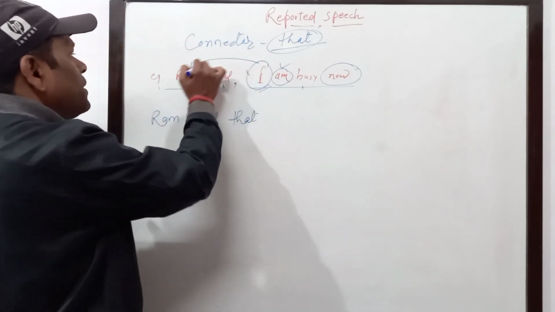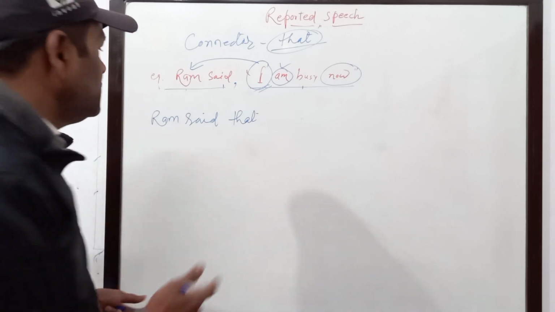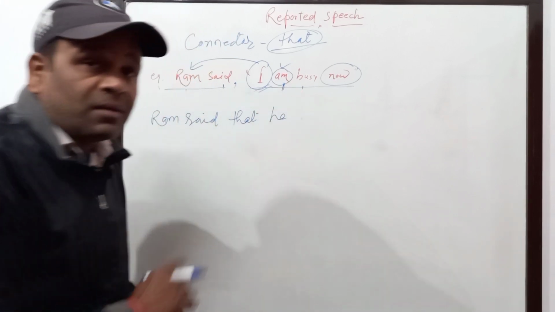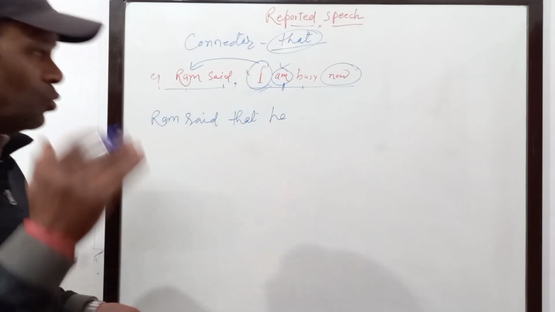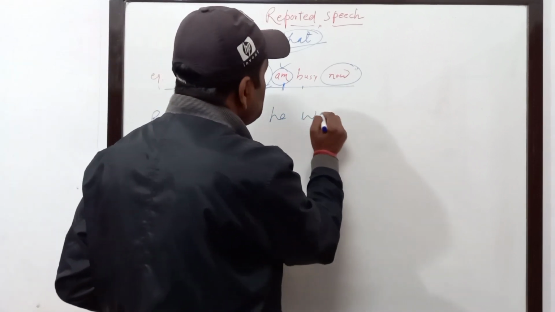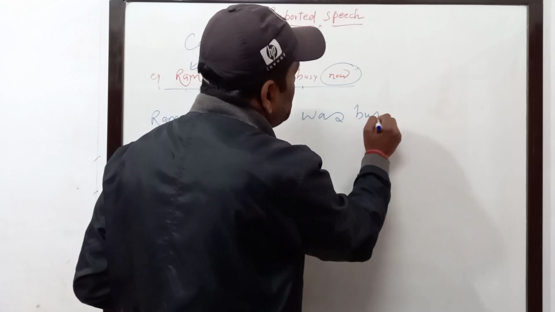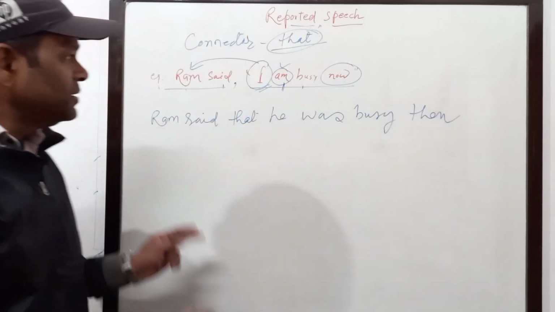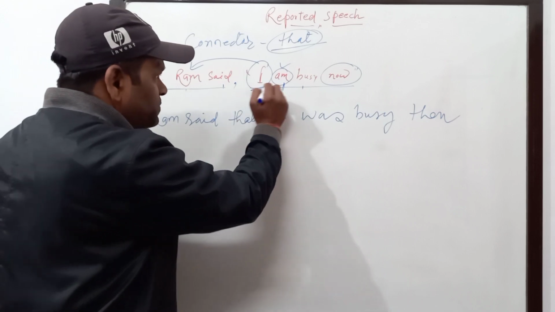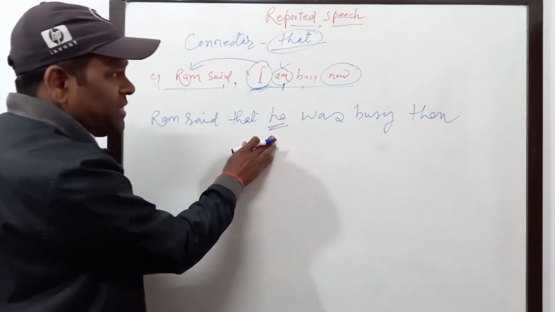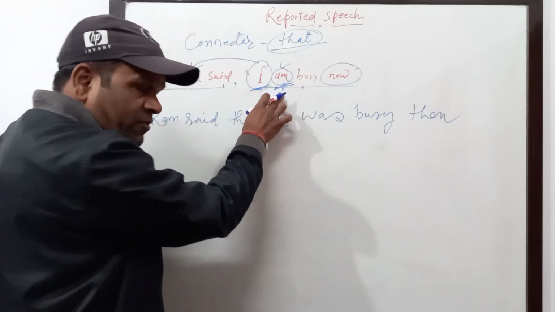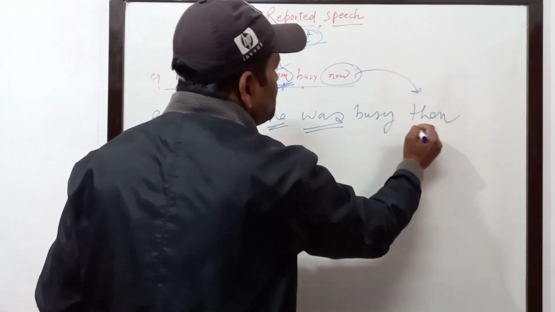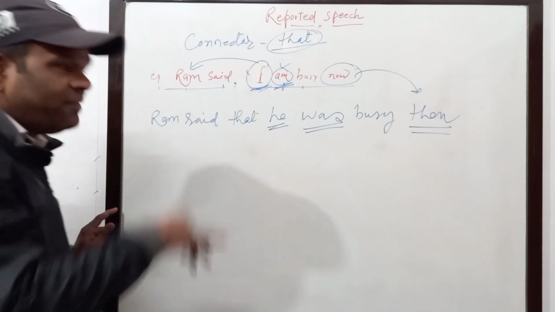I is for Ram and Ram is a boy. So it will be he, and am will change into was. So he was busy. Now will change into then. Clear? There you see, I, that was a pronoun, has changed into he. Am, which was a verb, has changed into was, and now has changed into then. Let me take one more example.